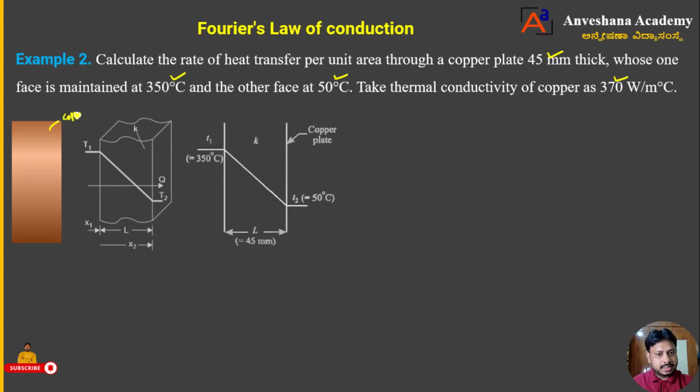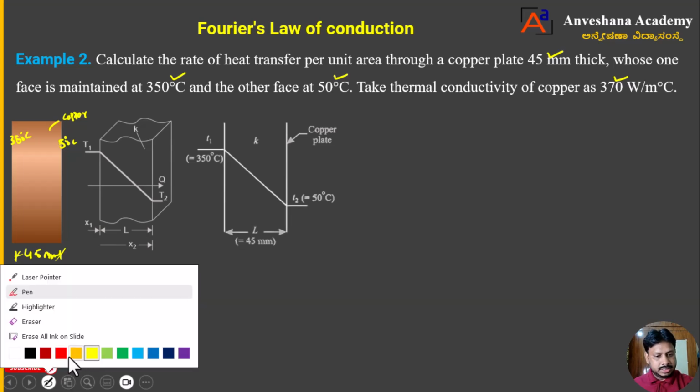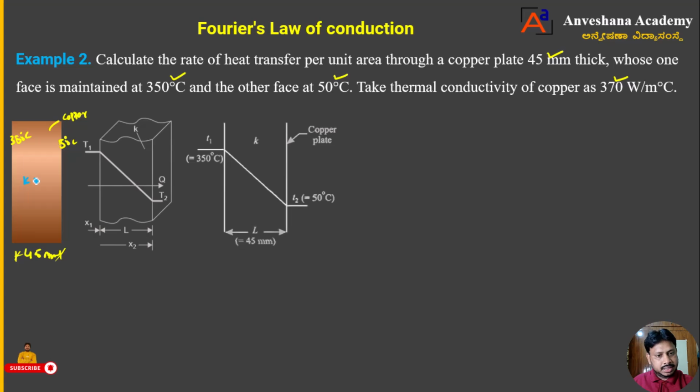Now he has taken a copper plate, and that copper plate has a thickness, which I will mark here as 45 mm. One end of that copper plate is at 350 degrees Celsius, and the other end is at 50 degrees Celsius. When there is a change in temperature, the heat is going to transfer from 350 to 50 degrees Celsius. And that plate has a thermal conductivity, which I will represent as K. That K he has given as 370 watt per meter degree Celsius, dear students. This is an actual picture of the copper plate we can see.